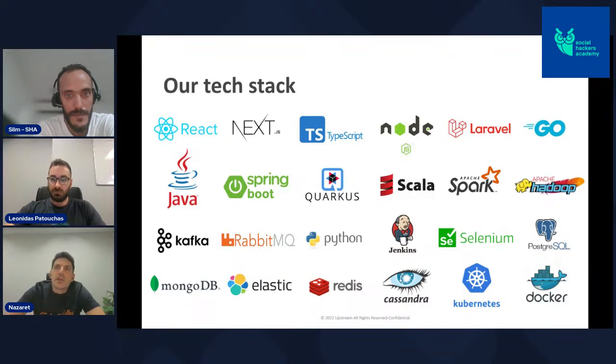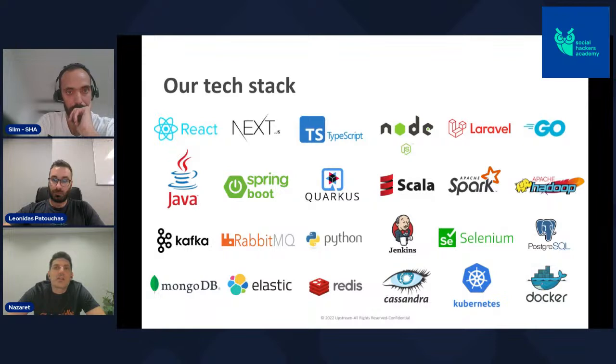So we use React, Next.js, TypeScript, Node.js, and Laravel for our full stack applications. So one microservice may be written in Node and another in Laravel, for example. We use Go for several supportive tools, I would say, that our DevOps teams develop. We use Java with Spring Boot and Quarkus for the core backend of our platform. So most of the backend microservices are written in Java.